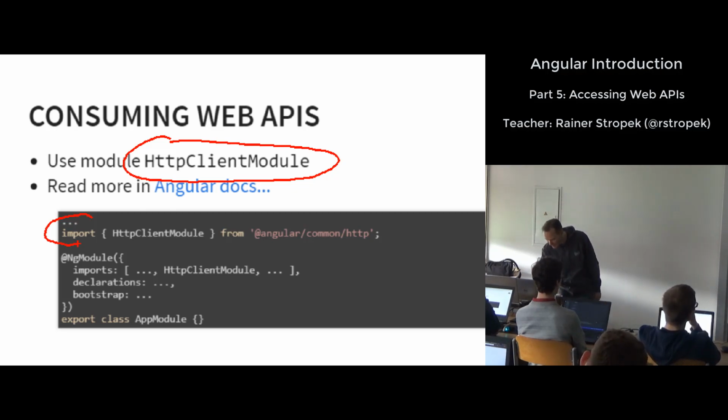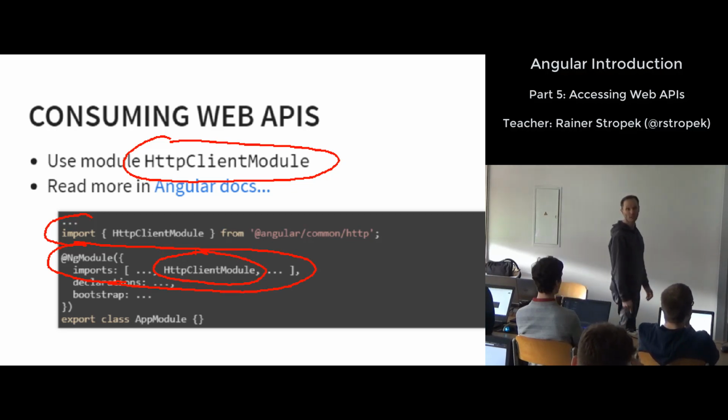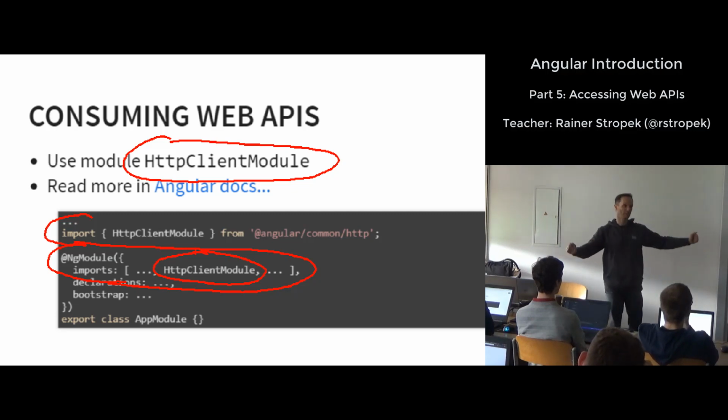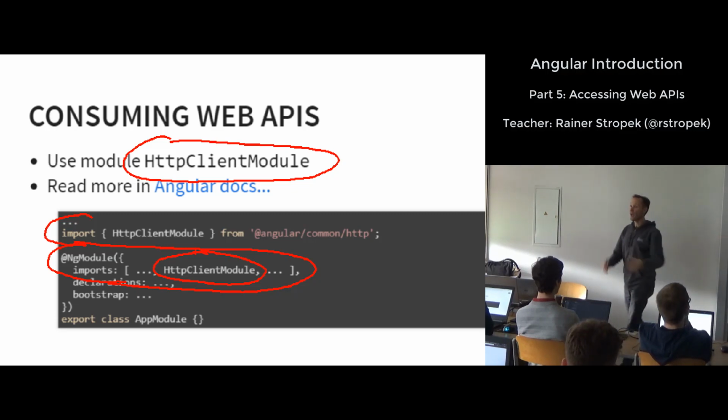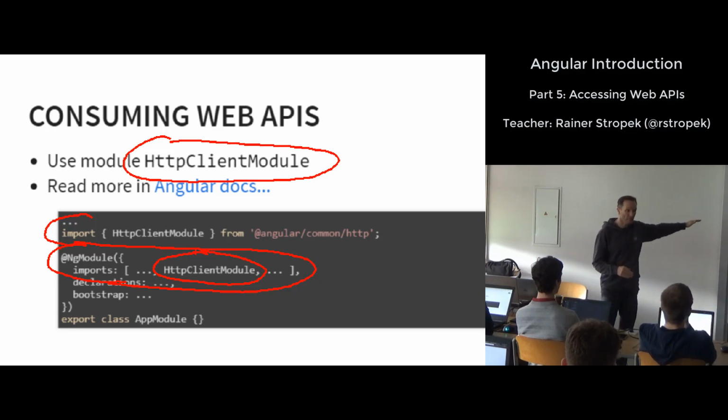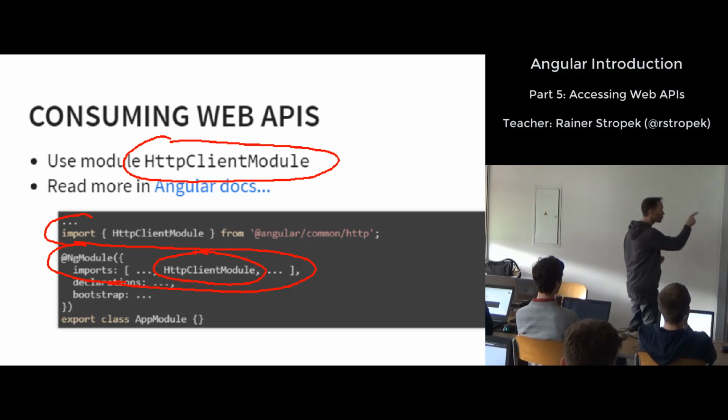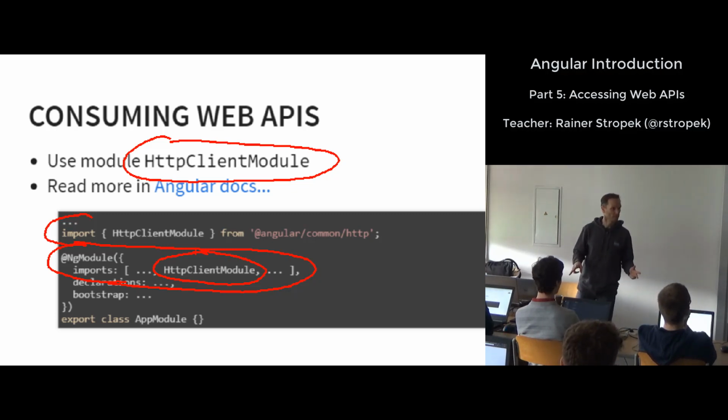The next thing is, in the imports of the ng module, you have to explicitly import the HTTP client module. That makes the HTTP client available to your entire application. These two changes to the app module, as you can see it here, are absolutely necessary. If you forget them, your app will not work. So if you need to consume REST APIs, these two changes are mandatory at the very beginning. Without them, nothing works.